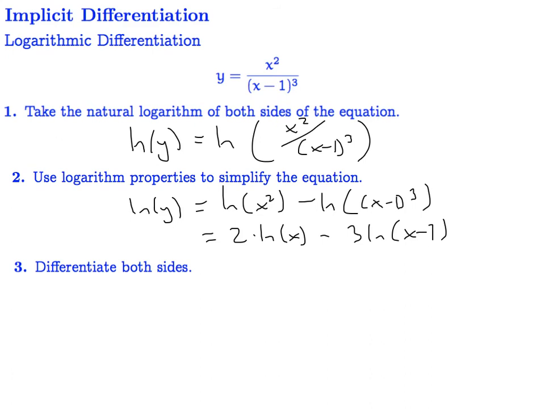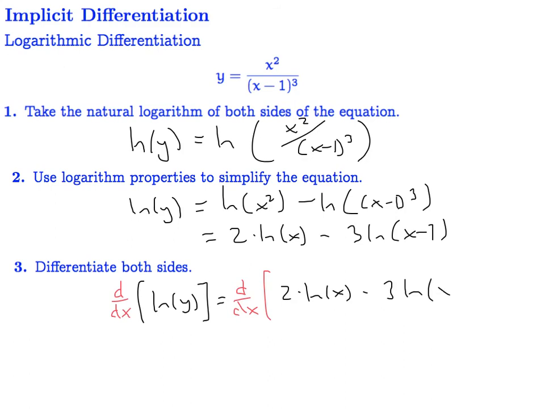And now finally we get to differentiate both sides. So on the left we're going to take the derivative with respect to x of the natural log of y, and on the right we're going to take the derivative of everything as well, 2 ln x minus 3 ln (x minus 1). And what's nice about this is the derivative of the natural log of y is going to be 1 over y, leave the insides alone, times the derivative of the inside, which is dy/dx because of the chain rule. So this is our good chain rule and implicit differentiation.